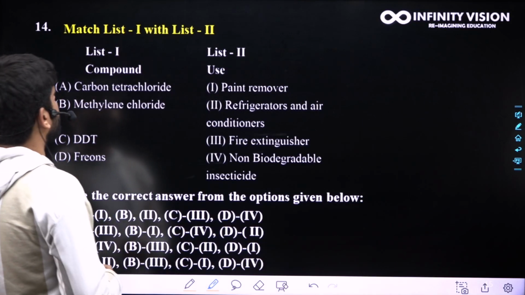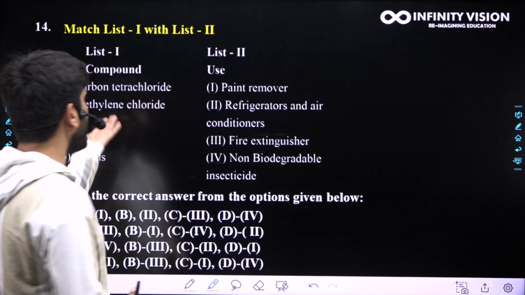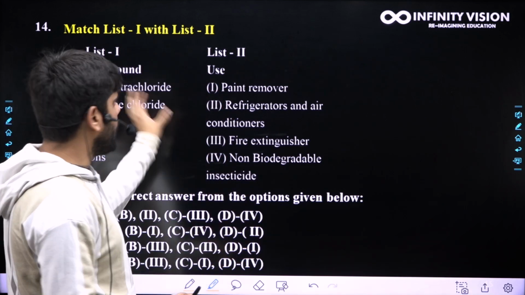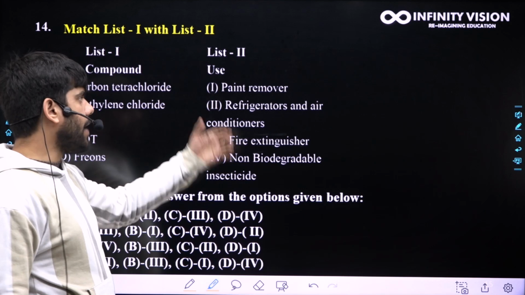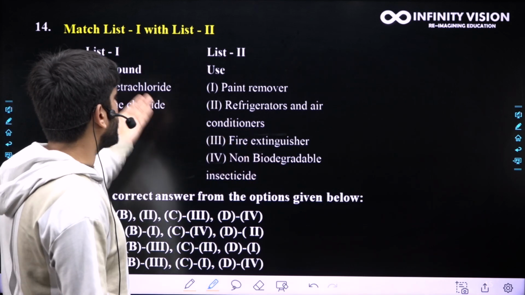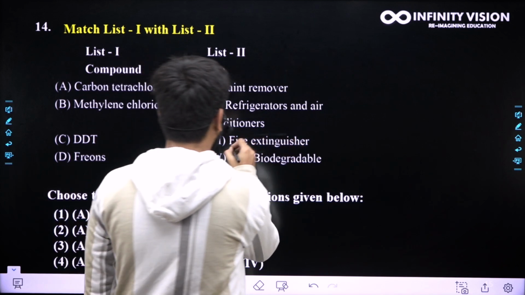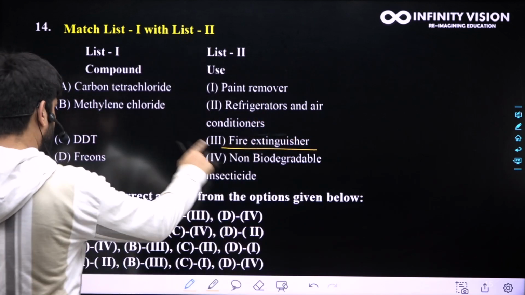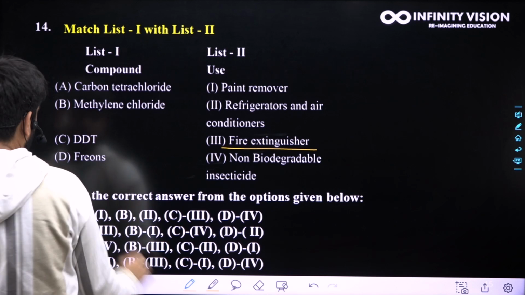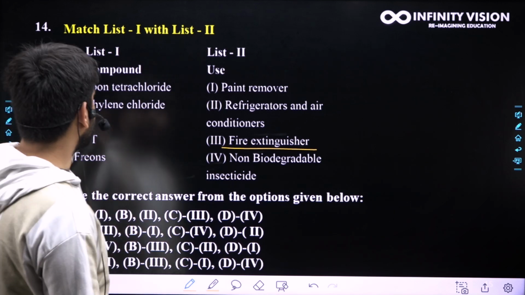Okay, let us move to the next question. Match list 1 with list 2. So here we have the polyhalogen compounds, and here are the uses. You can find it directly from NCERT, right? So polyhalogen compounds, carbon tetrachloride, it is used in fire extinguishers. So A goes with 3. And we have just one option related to that. So we have got the answer, that is it. But let us see the other options.